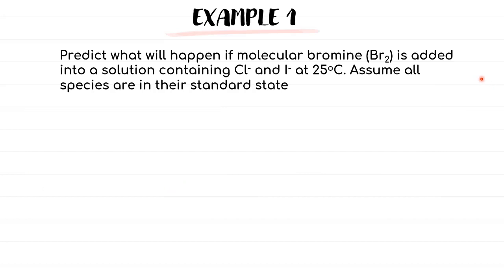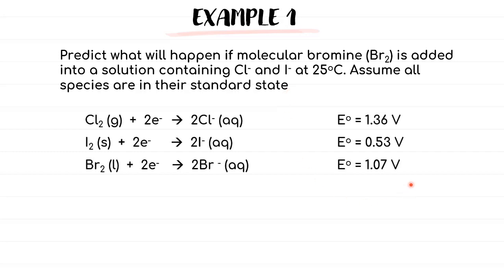Let's try example 1. Predict what will happen if molecular bromine, Br2, is added into a solution containing Cl- and I- at 25 degrees C. Assume all species are in their standard states. To answer this question, you will need to check the SRP values of all species mentioned. We have Cl2 with positive 1.36 volt, I2 with positive 0.53 volt, and Br2 with positive 1.07 volt.